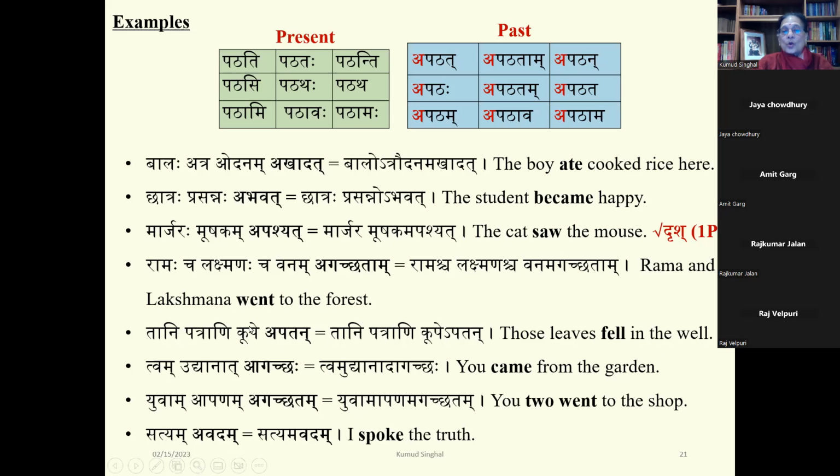So again, kupe apatan. So here you will have a purva rupa sandhi. A will be deleted, and it will be kupe patan. Okay. Now apatha tvam udyanat agachah. You came from the garden.